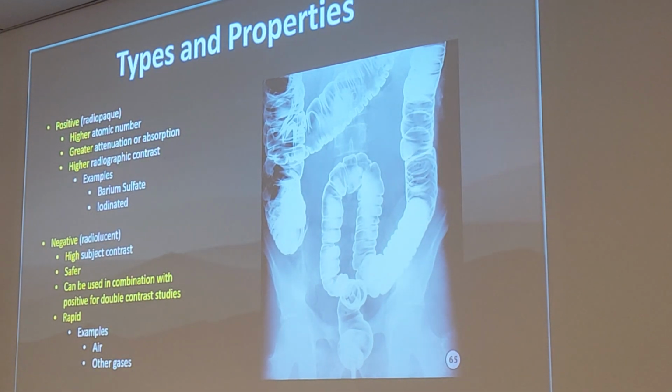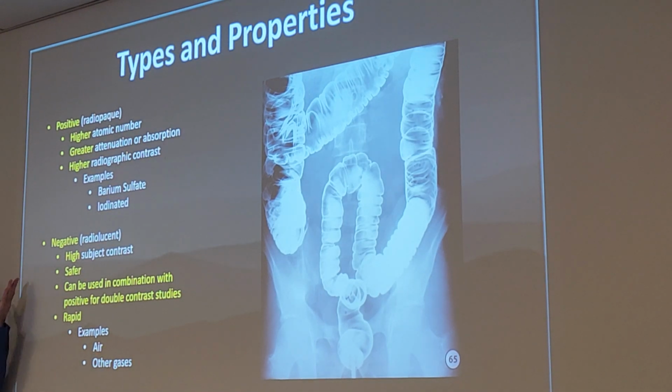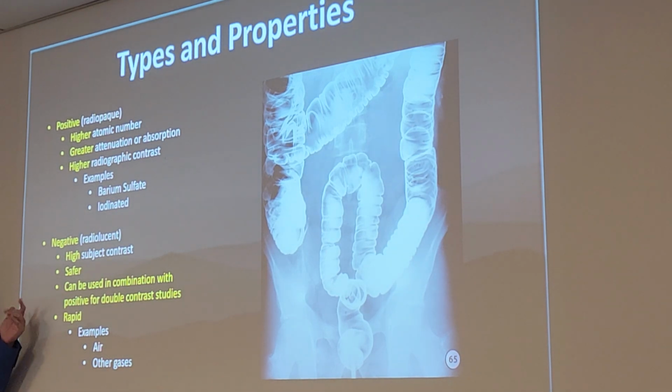On the other side, negative again. Negative is what we call the radiolucent or translucent. They have a high subject contrast. They are safer and can be used in combination with positive for the double contrast studies. That's going to be things like our airs and our other gases that we introduce as needed. Most of the time, most common is going to be the air. Air is your most common negative contrast that we see, at least in radiography. Specifically the CO2.